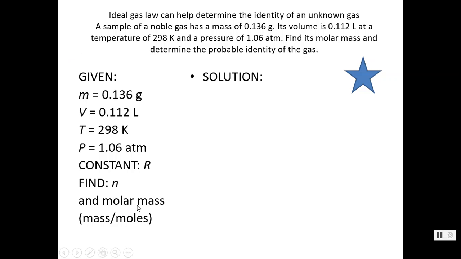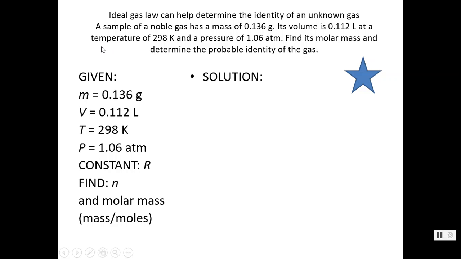So if you remember, molar mass is grams divided by moles. Hey, we can use the ideal gas law to find moles because PV equals nRT. So that's a way we can find moles. So given the appropriate information, we can use the ideal gas law to find the molar mass of a gas. And then we can look at our handy dandy periodic table to determine what the identity of that gas is.